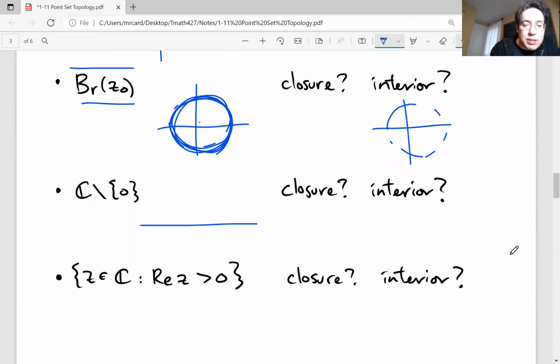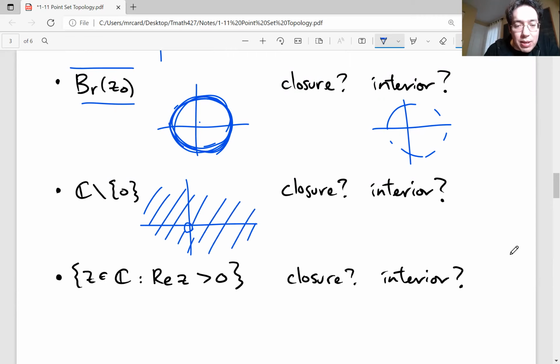Okay. Here's an example of the whole plane except origin. So this is a set that we looked at a little bit earlier. The closure would include its boundary. So the closure would just fill in that hole at the origin, and it'll be the entire complex plane. The plane with the hole is already an open set, so the interior is going to be the original set.